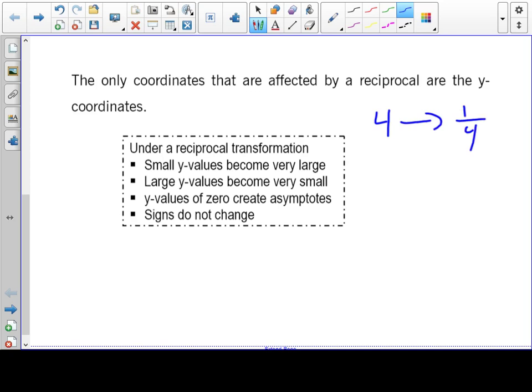So under a reciprocal transformation, small y values become very large. Large y values become very small. Y values of 0 create asymptotes. And signs do not change.